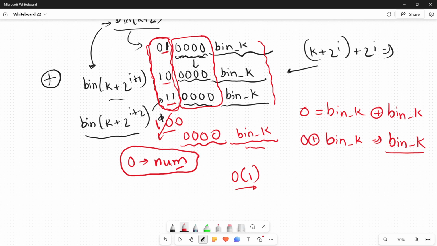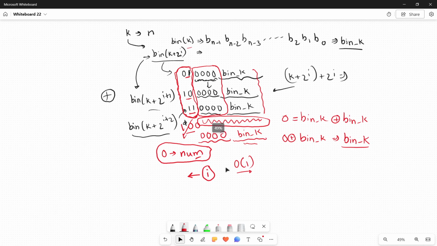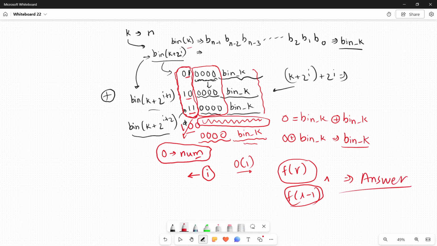So this is basically the thing, and when we calculate this, we have to shift it by i, because we have to account for these positions as well, right? So that is basically the solution. We will do this for f of r and for f of l minus 1, and finally take the XOR of both, and this will be our answer. So yes, let us take a look at the code.